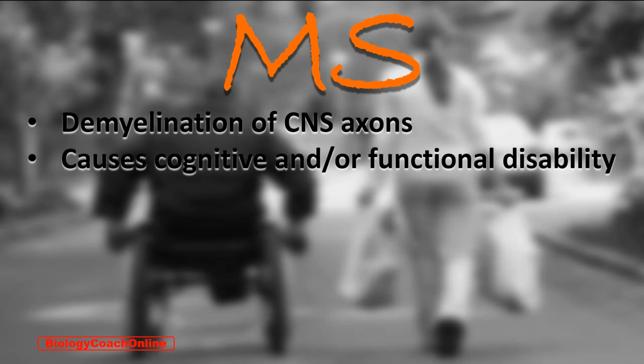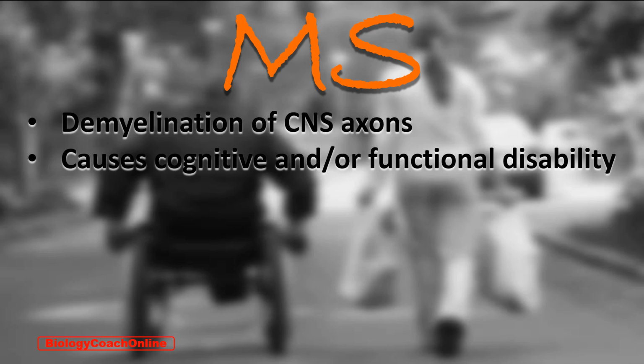Multiple sclerosis, or MS, is a progressive demyelination of neuronal axons of the central nervous system, or CNS, that's your brain and spinal cord, but predominantly in the brain. Now, as myelin is destroyed, action potentials are disrupted, leading to cognitive or functional, or both, disability.